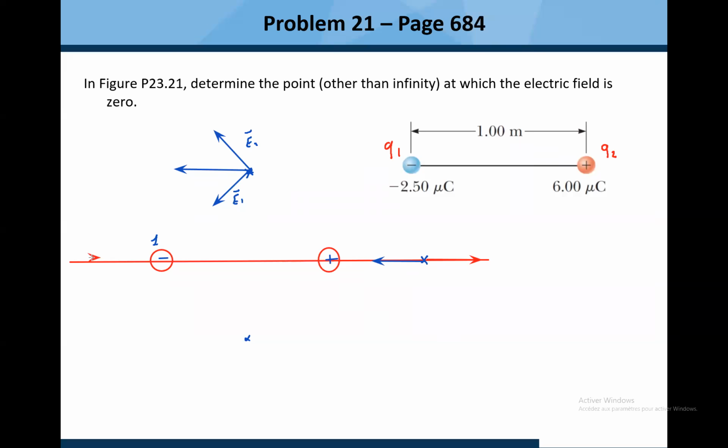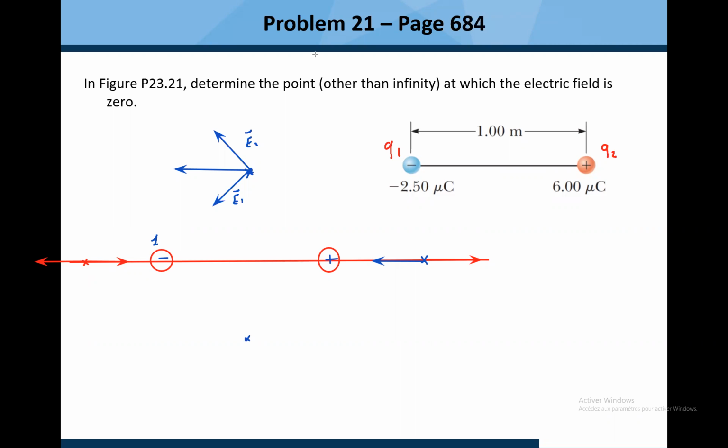The same to the left side. At this point, the charge 1 creates a field E1, it's in towards the negative, and the positive will create a field in the opposite direction. So we get two opposite fields. So it may be possible to have a 0 field to the left and to the right.